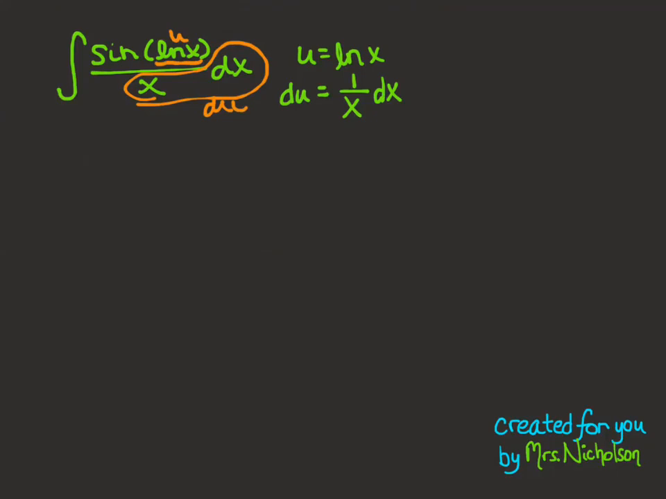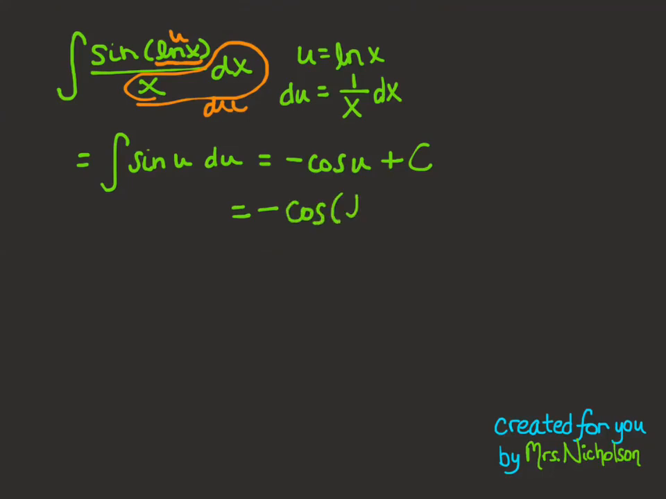And so we're ready to rewrite this integral. It's equal to the integral of sine u du. And of course the integral of sine is negative cosine u, and this is an indefinite integral, so we're going to put plus c. And the final step would be to substitute back in for u to make it negative cosine of ln x plus c, and that's your final answer.